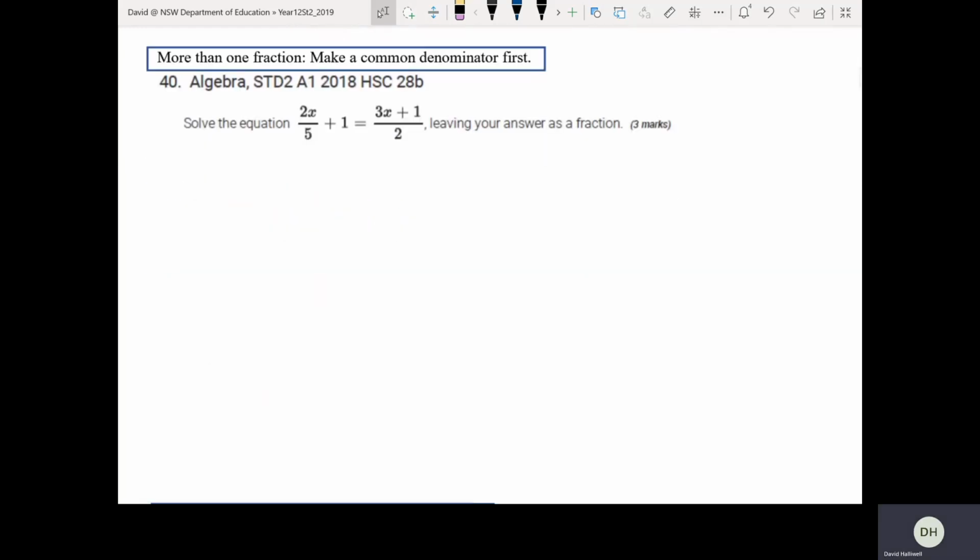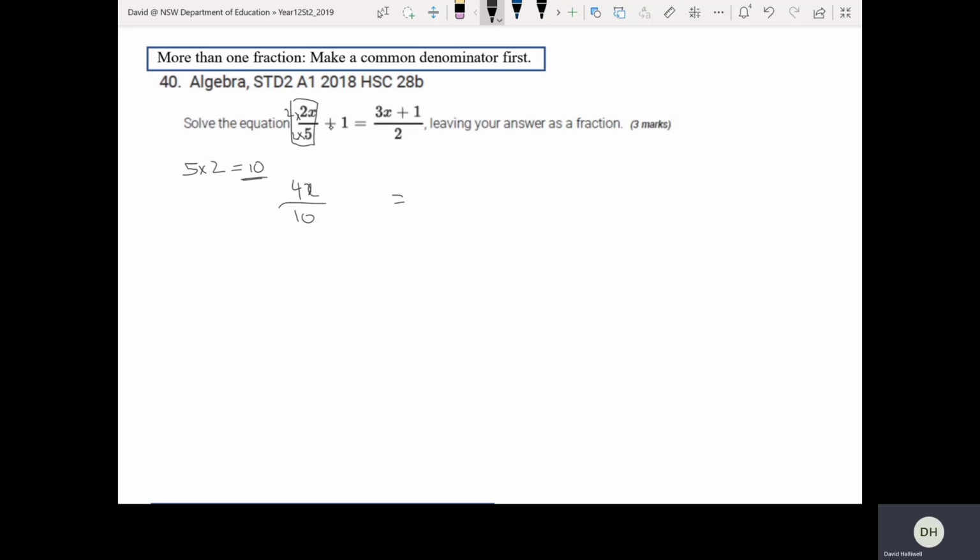If there's more than one fraction, these can be a little bit tricky. My suggestion is make a common denominator first before proceeding. So here I've got a 5 and a 2. So the easiest way to make a common denominator is to times those two together. So 10. So I want to make everything with a denominator of 10. So to make this first bit out of 10, I need to times that 5 by 2. And what I do at the bottom of the fraction, I do the top of the fraction. So that'll be 4x over 10.